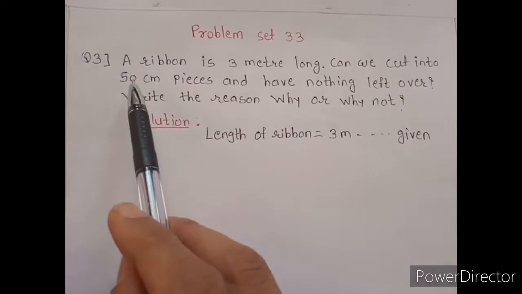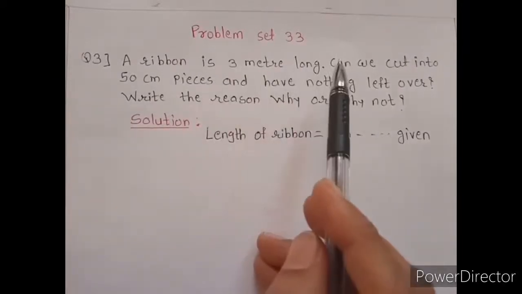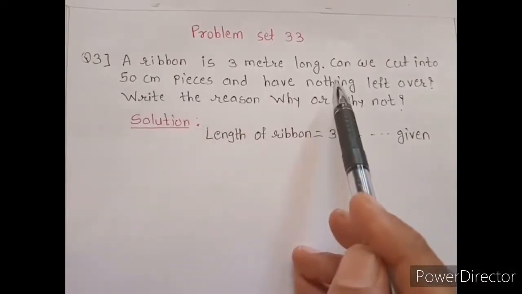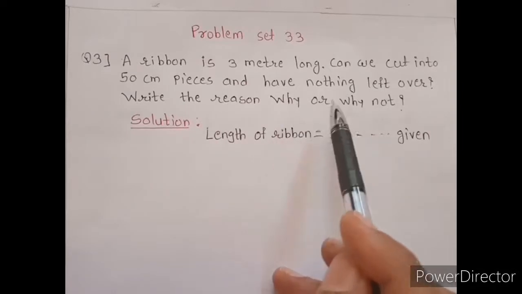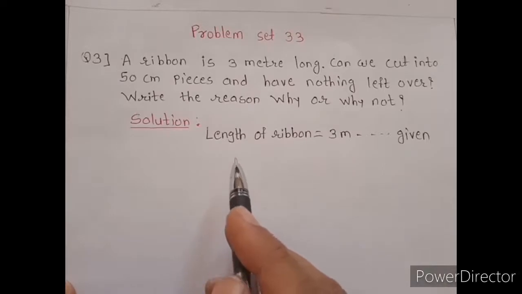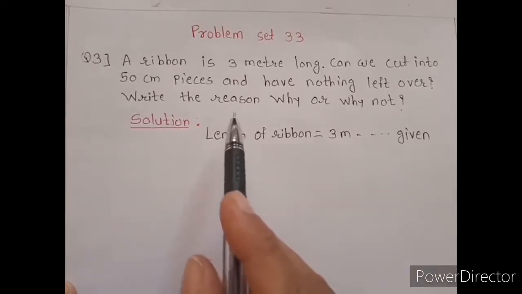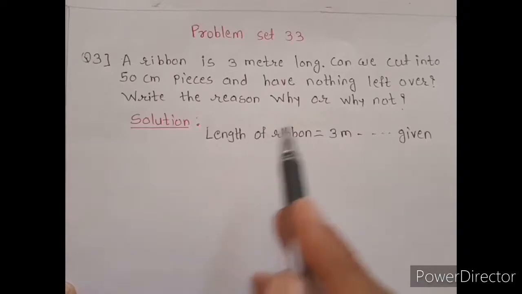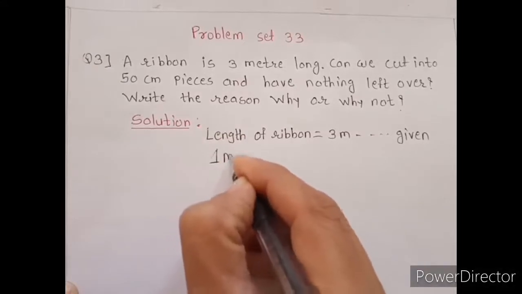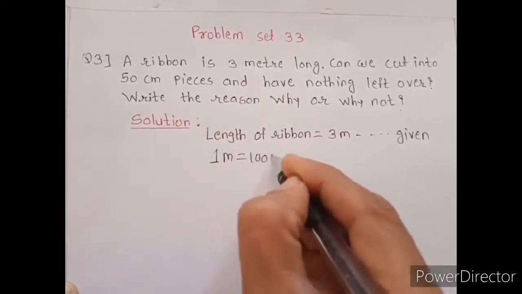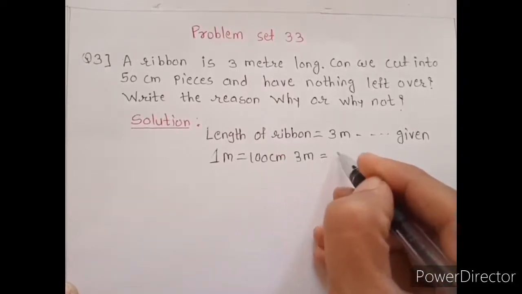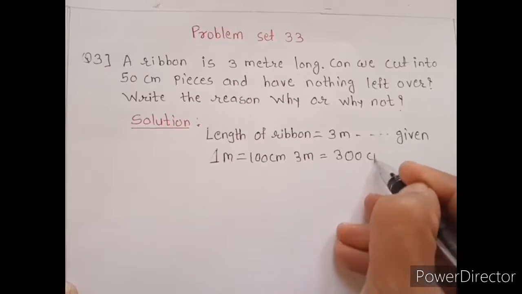Question number 3. A ribbon is 3 meter long, can be cut into 50 centimeter pieces and have nothing left over. Write the reason why or why not. While solving this word problem, first we have to write down the given things. Here in this example, length of ribbon is given 3 meter. We know that 1 meter is equal to 100 centimeter. So 3 meter is equal to 300 centimeter.